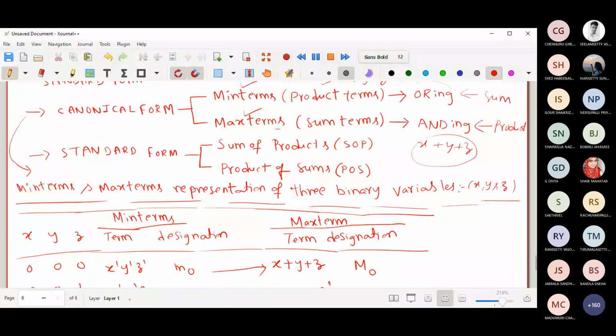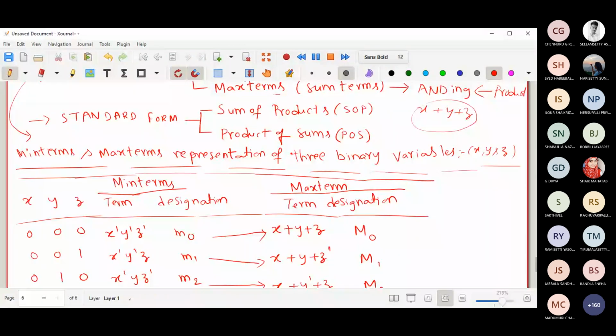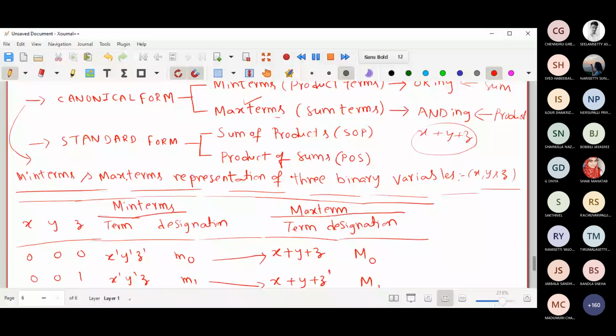So canonical form is, see here, I said already, min terms and max terms. That's why I have drawn one table here: min terms and max terms, a representation of three binary variables. I have considered three binary variables x, y, z. For those three binary variables, I have listed the min terms and max terms. Like this, we can list here.